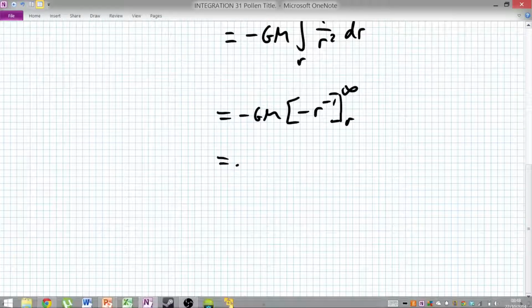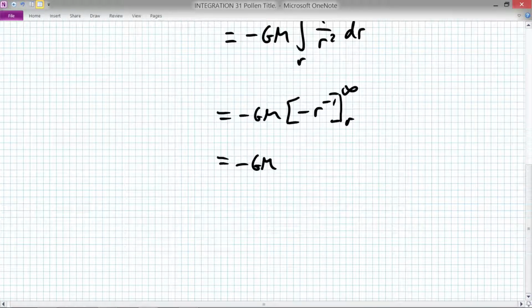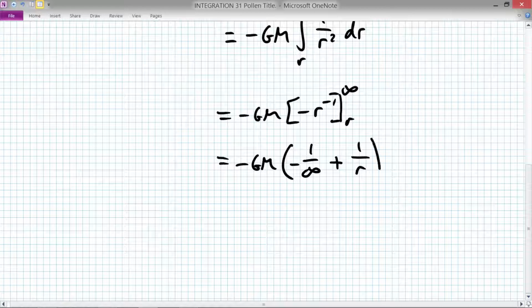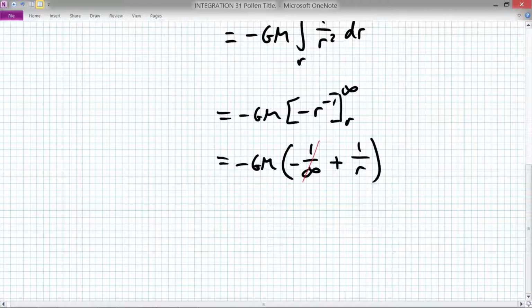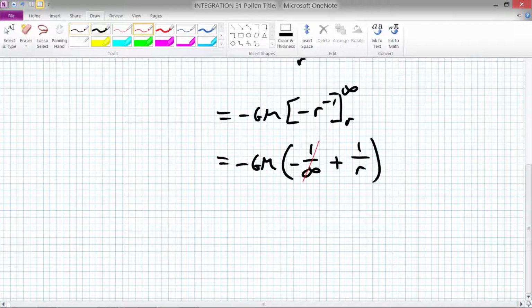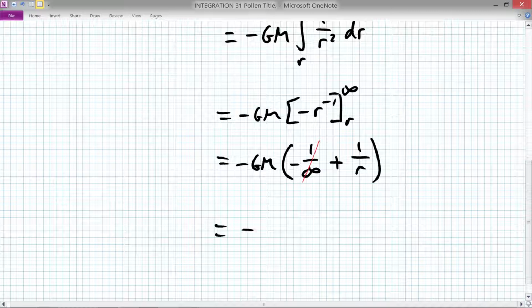So from there, minus GM is going to be equal to, so I can substitute in infinity, so that's going to be minus 1 over infinity, minus, so plus 1 over r. Now obviously 1 over infinity gives us something infinitesimally small, so that's going to be negligible, it's going to be 0, so I can get rid of that, and that just gives me minus GM, and then in brackets 1 over r.